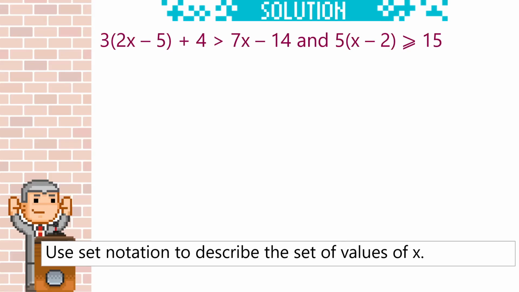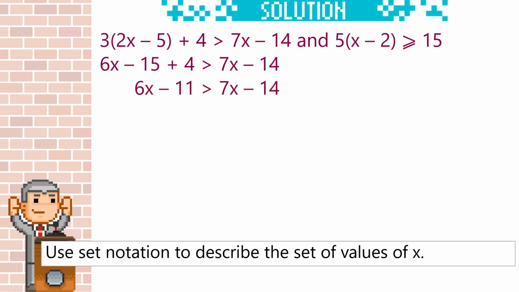In this question, we're going to look at the left-hand inequality first. Now, this looks really complicated, but all we need to do is expand the brackets and then just collect the like terms. Also add the -15 and the 4, and then we're going to add the 11 to both sides, take away the 7x from both sides. Now, we're left with a -x here.